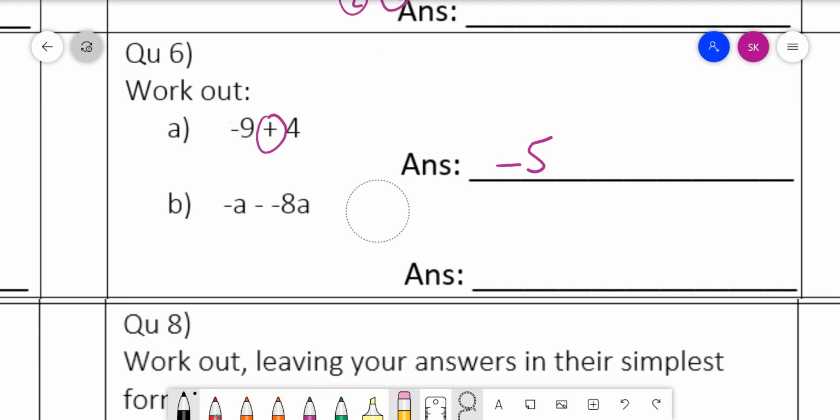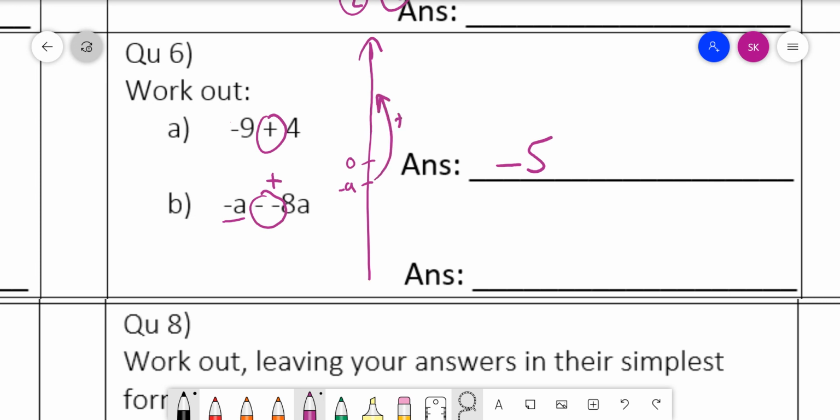For part B, where am I starting? -A. Am I going up or down? Well, subtracting negative is the same as adding. So I'm starting at -A. I'm adding 8A, which means I'm going up by 8A. Remember, -A is the same as -1A. Which means if I'm starting at -1 and I'm going up by 8, I end up at positive 7A. Or just 7A.